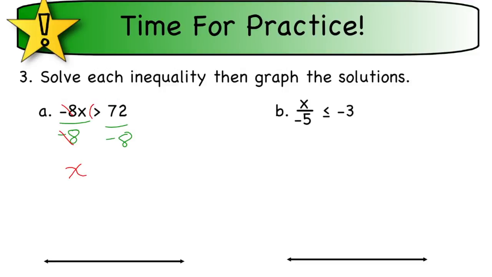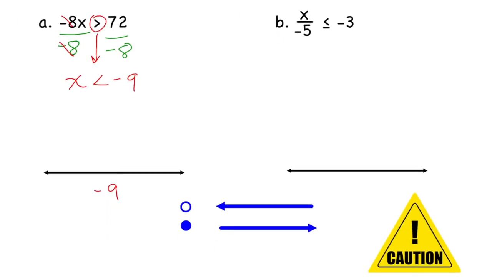And we need to flip our inequality. So when I move this down here, it's going to flip the other way because I divided by a negative number. 72 divided by -8 is -9. So -9 is the value I need on my number line. And let's take a look at what the graph would look like for that. Now it's an open dot because there's no equal to, and I'm going to go to the left. All the values that are less than -9 are to the left.